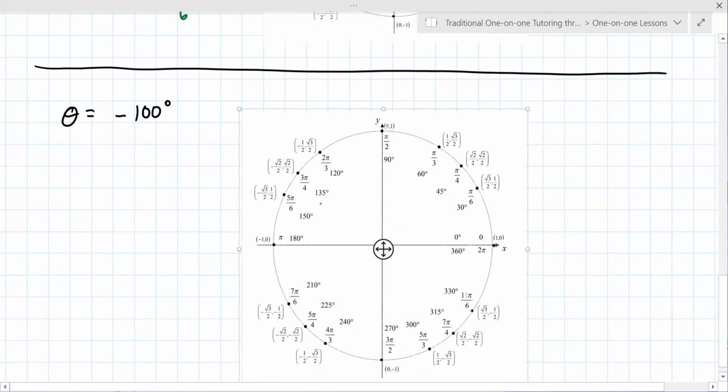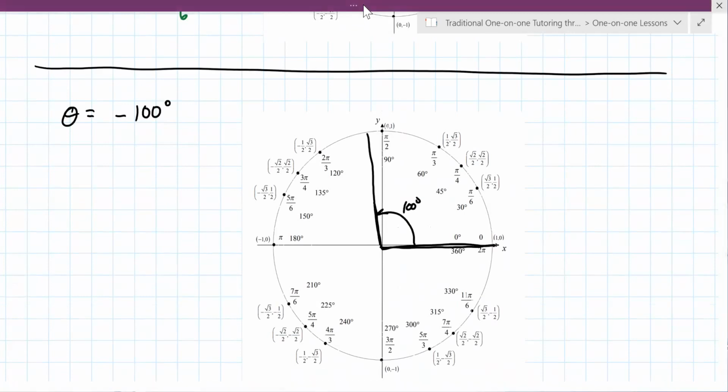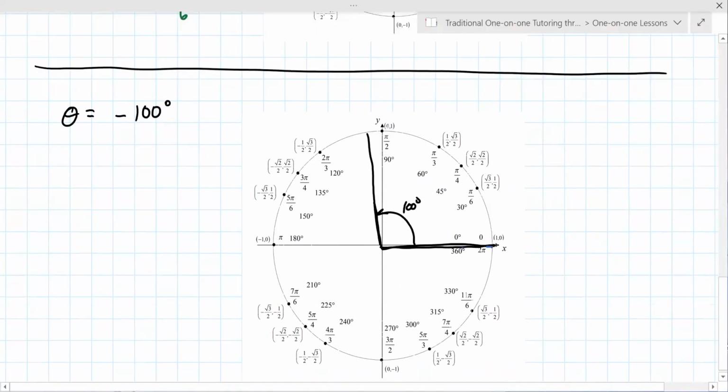Let's go where 100 degrees is. So 100 degrees is going to be kind of right here, roughly. This is 100 degrees. It's got to be a little more than 90. So negative puts it in the other direction. Like we got to go this way, maybe a little more like that, right? This is negative 100 degrees.